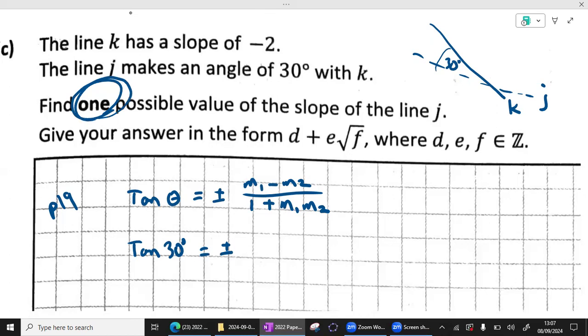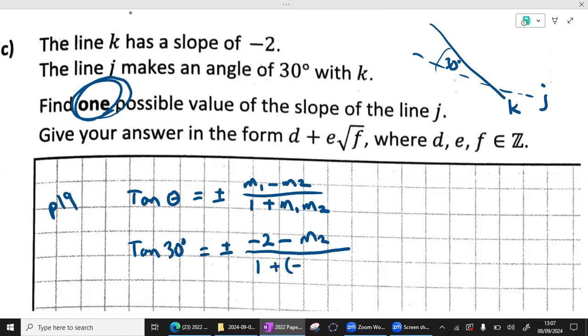So they're kind of suggesting here that 1 will do. So I'm just going to leave the plus or minus in at the moment, but I only need to pursue one of them. So M1, so the angle, well, I know the angle of K is -2, so I might as well put that there. Minus, I don't know what M2 is. That's my goal in a minute, to find the possible value of the slope.